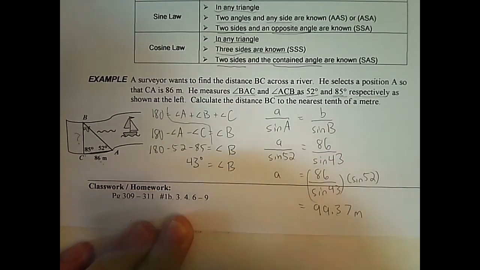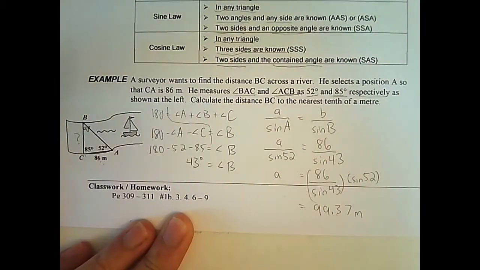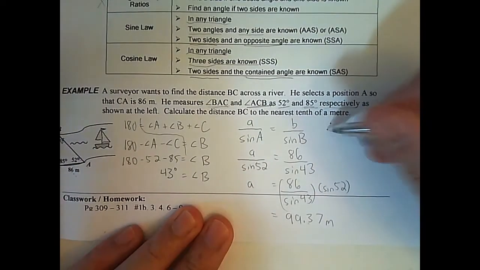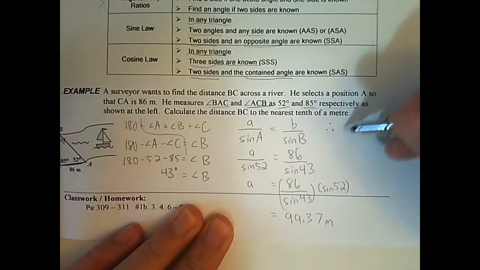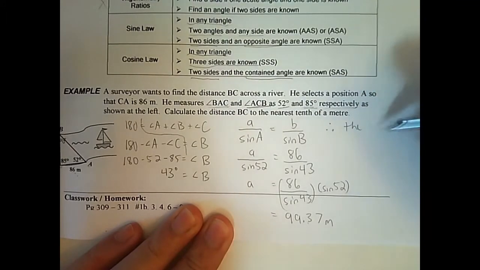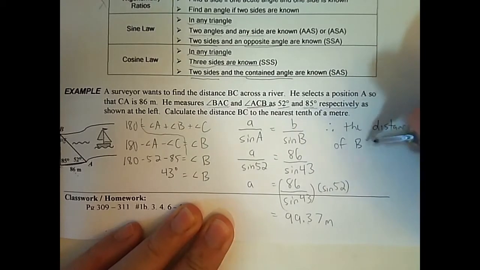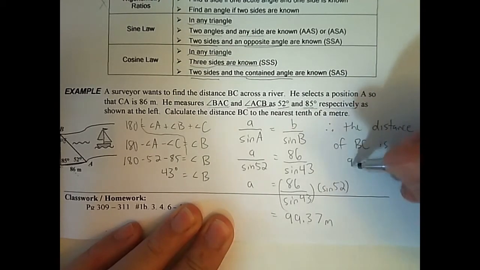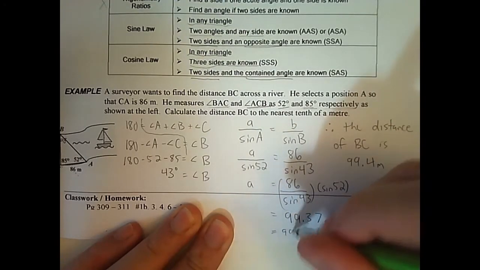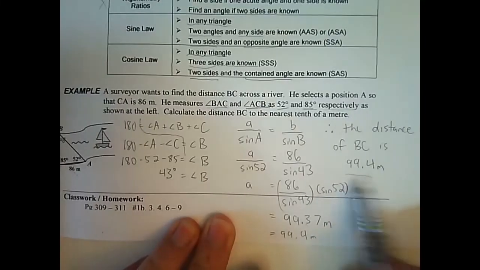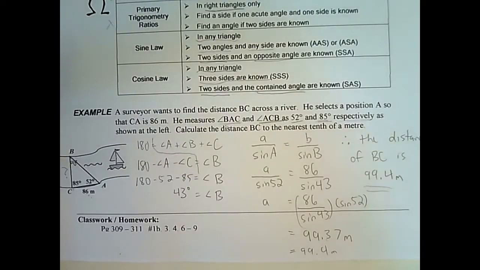So here's the homework, but we're going to do another worksheet as another example of what to use which equation when. Sorry, I almost forgot I should put a therefore statement: therefore the distance of BC is 99.4 meters, because they wanted it to a tenth of a meter. So let's practice more of these of which technique we should use.